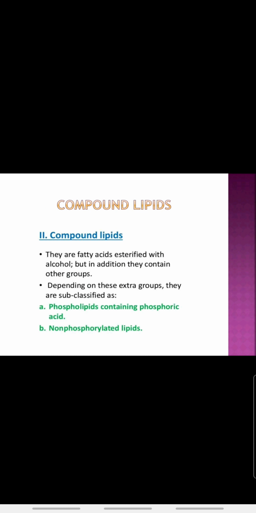So what do you mean by non-phosphorylated lipids? Because phospholipid, we already know what it is. Non-phosphorylated lipids are actually glycolipids. Glycolipids are compound lipids containing a carbohydrate attached to a lipid molecule by a glycosidic bond. And this kind of lipid, or this kind of membrane, is a non-phosphorylated lipid. One example of non-phosphorylated lipids is glycolipids.